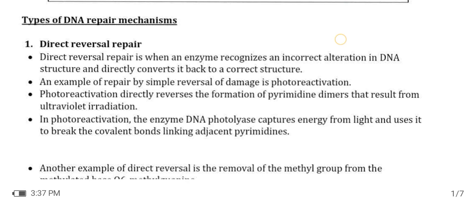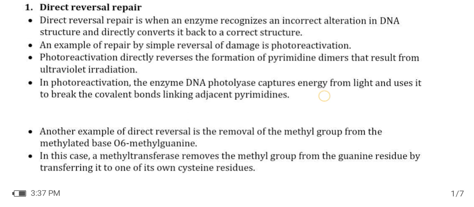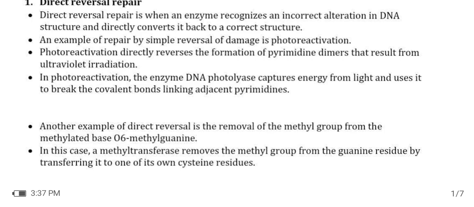Then, types of DNA repair mechanisms. Direct reversal repair. Direct reversal repair is when an enzyme recognizes an incorrect alteration in DNA structure and directly converts it back to a correct structure. An example of repair by simple conversion of damage is photoreactivation. Photoreactivation directly reverses the formation of pyrimidine dimers that result from ultraviolet radiation.